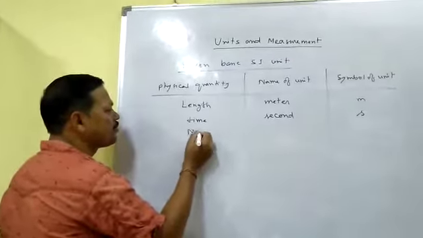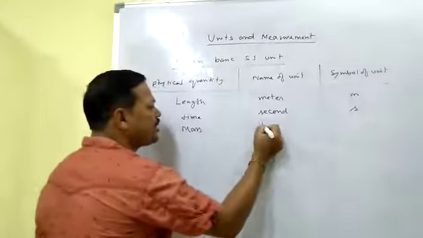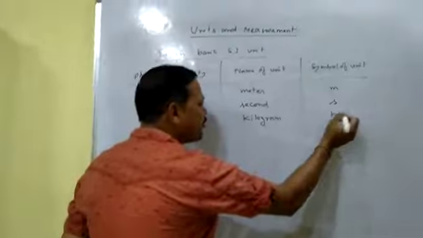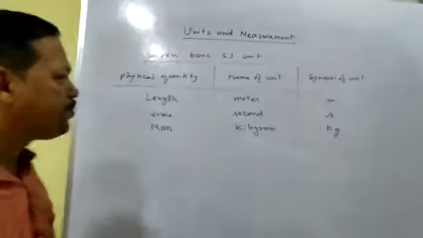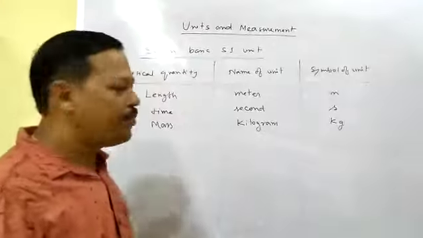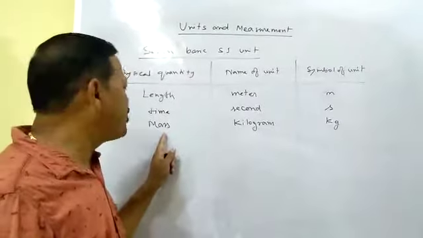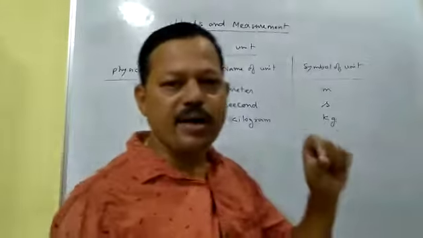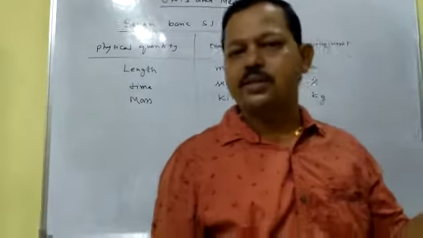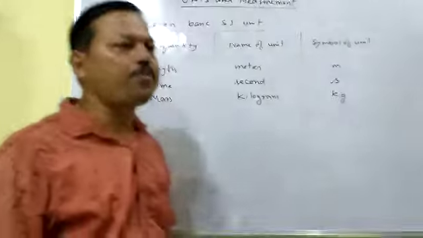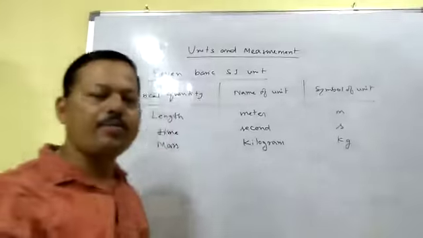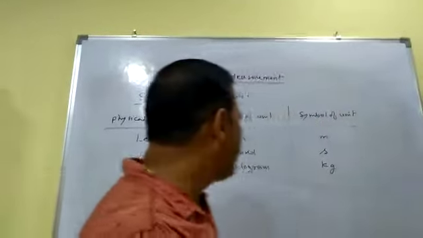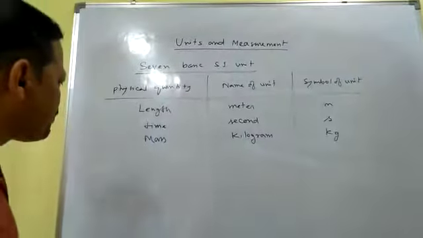Then mass. The mass unit is kilogram. This is the SI unit and its symbol is kg, small k, small g. But if you want to write the CGS unit of mass, that is gram. So the CGS unit of mass is gram, the SI unit of mass is kilogram. That is why in some questions, suppose the mass is given in gram, if you want to convert to SI, then you have to convert gram to kilogram by dividing by 1000.